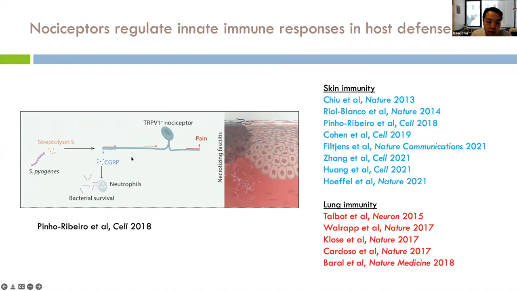For example, we found in the context of bacterial infection that Strep pyogenes activates nociceptors via this toxin streptolysin S, and then the neurons signal to neutrophils via a neuropeptide called CGRP locally within the skin, and this then regulates neutrophil function and killing of the bacteria. So this happens not just in the skin, but in the lungs, and what today I'm going to focus on is the GI tract.